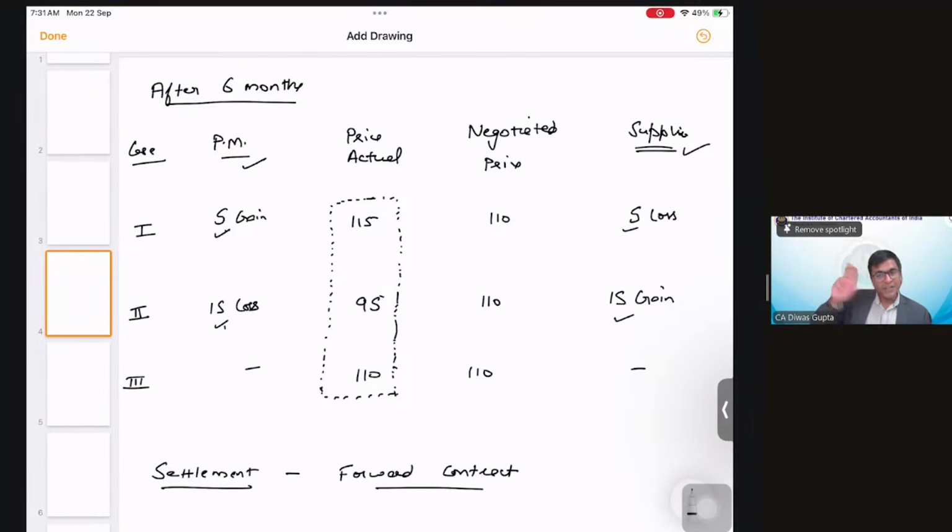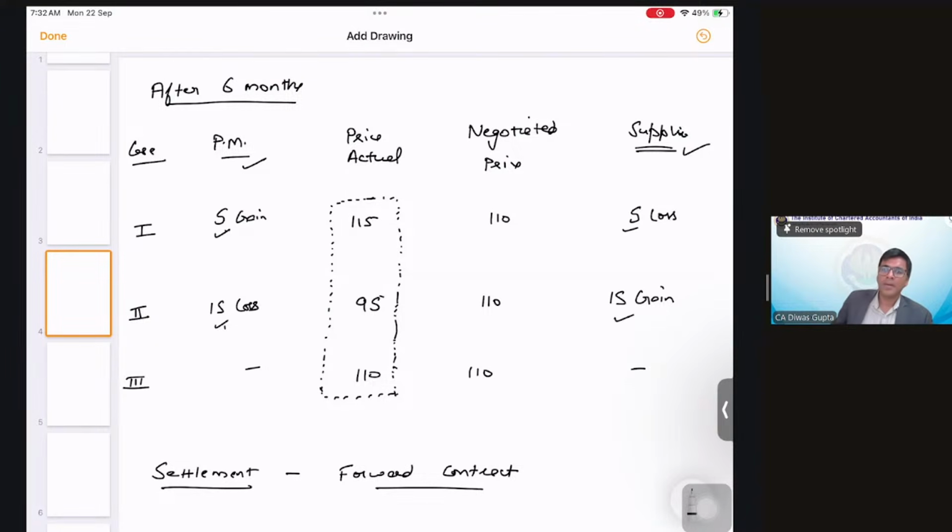Then there is another type of derivative which is called options. Option means you have an option to execute or not. Okay, we will come to that. That's the third part of our discussion. So as far as forwards are concerned, these have to be executed mandatorily. You don't have any choice here. You don't have any option here. Okay?